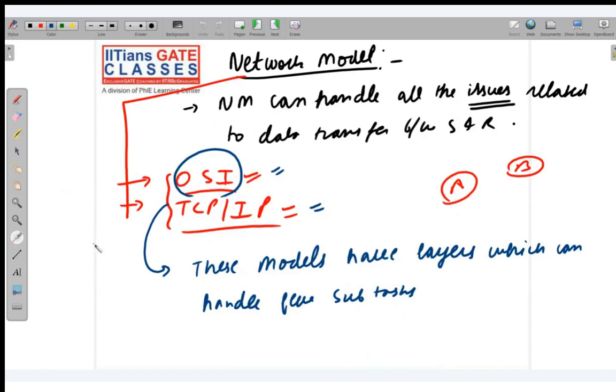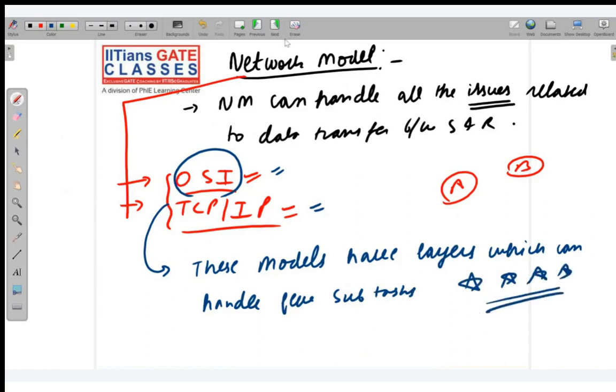In the GATE exam you will find lots and lots of questions related to these layers, like which of the following functions is performed by which layer. They will ask which layer is responsible for converting data to signals, and you will say the physical layer. Which layer is responsible for access control, like who can access the shared channel when? You will say the data link layer and so on. Many times theoretical questions have been asked in GATE related to this topic, and this is very, very important. The functions of these layers are very, very important.